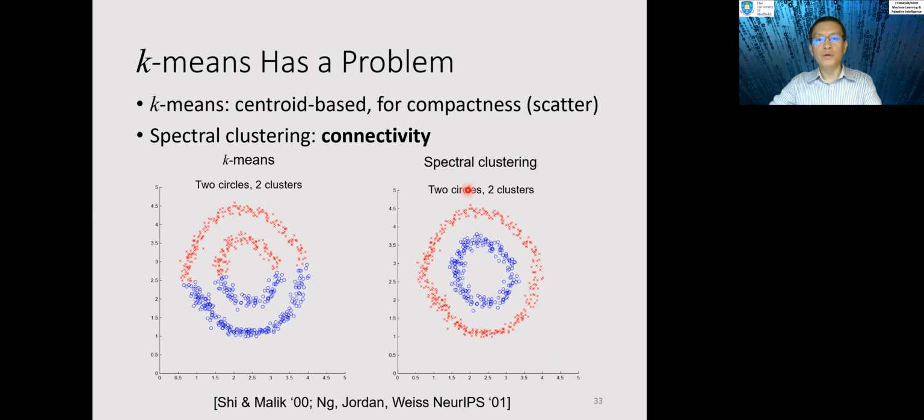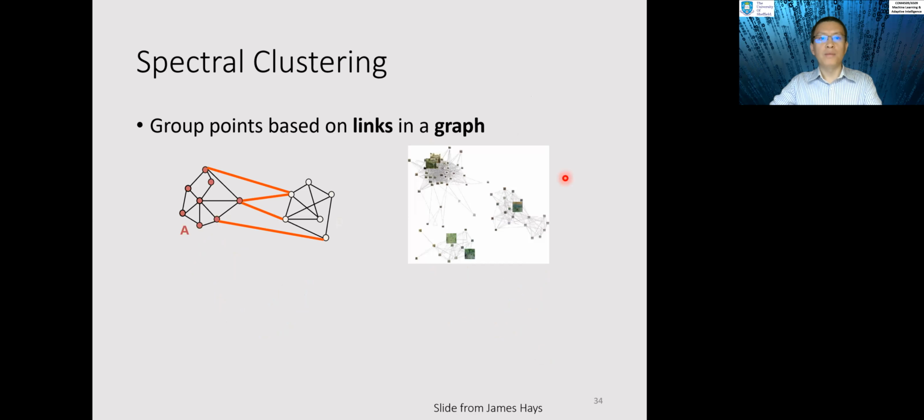So next, we will look at spectral clustering. Spectral clustering models data using graphs. So basically, it models each data point as a node. Then you group those points or nodes based on their connectivity, which are the links in a graph. The links connect two points or two nodes together.